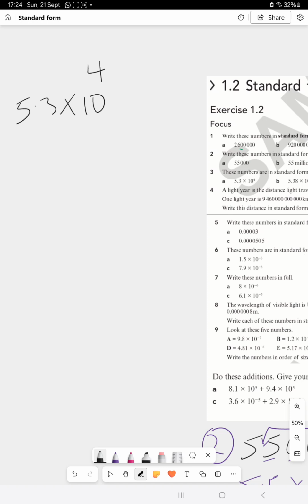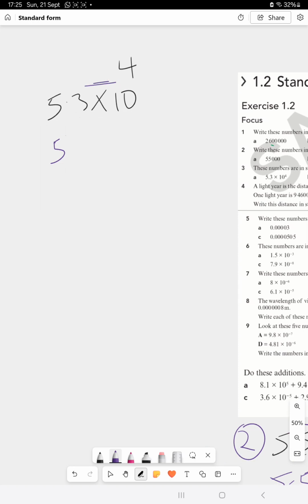Now basically what do we do for this one? You start with this 5, then from this point, from the 3, you count 4 times. So we will have 1, 2, 3, 4. Now you have written that number in full. Let's go to the other one.